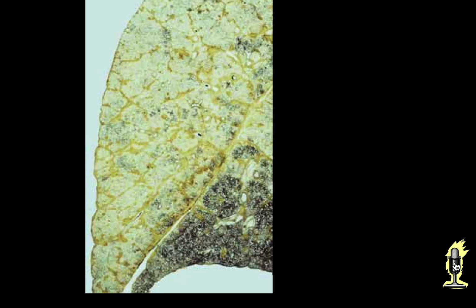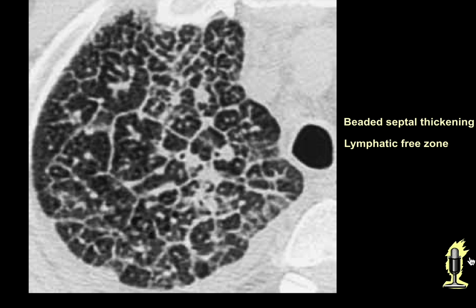This pathologic specimen nicely demonstrates the irregular thickening of the septa. Lymphatics extend only as far as the terminal bronchiole, and then are again seen in the septa and along the pulmonary veins. A disease process that involves only the lymphatics will spare the acinus. Click on the lymphatic-free zone.